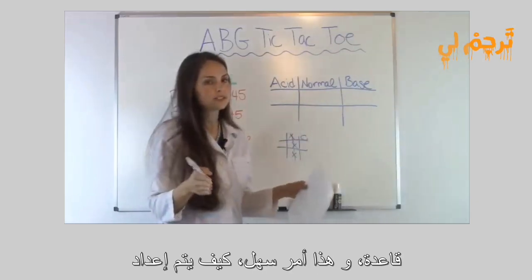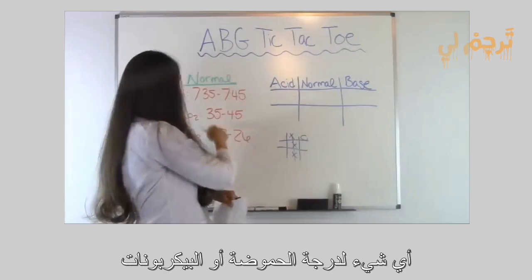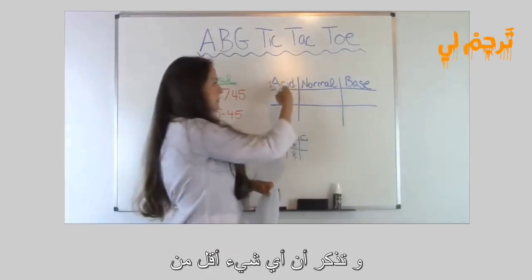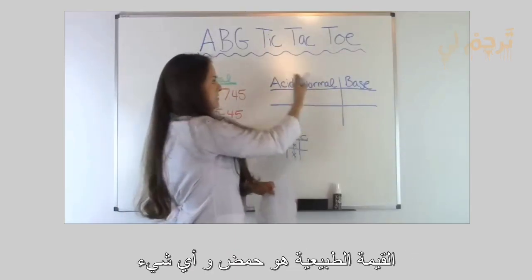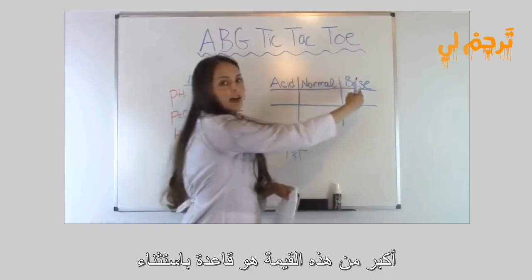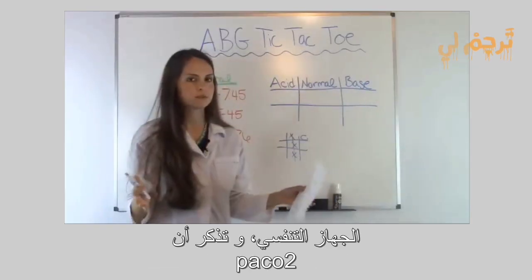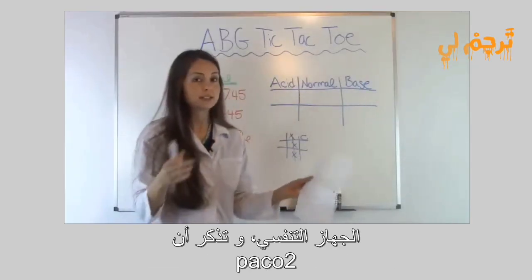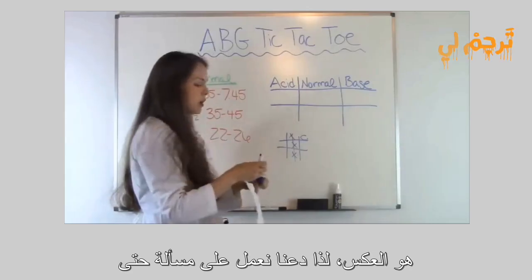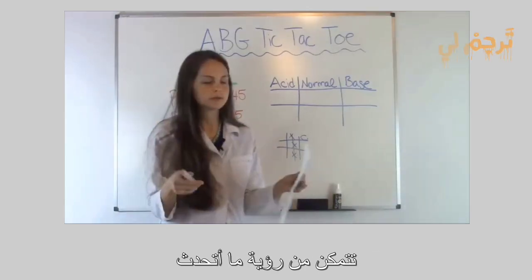And this is easy how it's set up. For the pH or the HCO3, remember, anything that's less than the normal value is an acid, and anything greater than that value is a base, except for respiratory. Remember, PaCO2 is the opposite. So let's just work a problem so you can see exactly what I'm talking about.